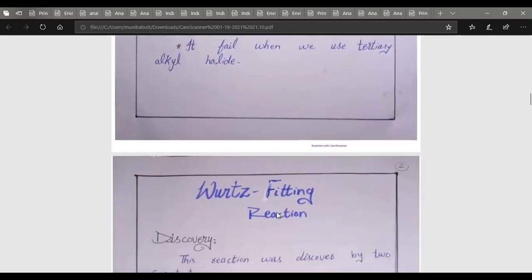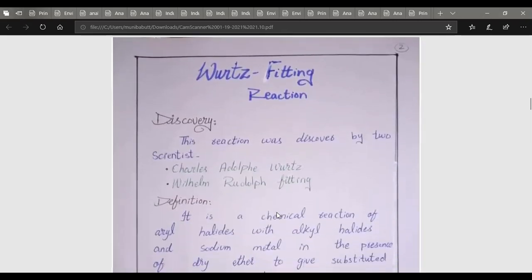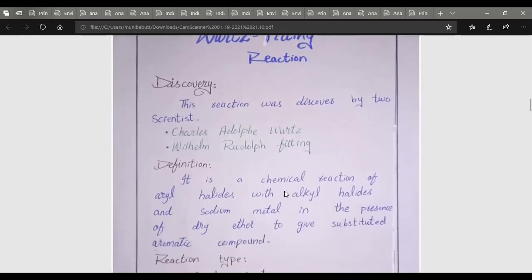Okay, now we move towards the Wurtz-Fittig reaction. The Wurtz-Fittig reaction is also a type of Wurtz reaction, and it was discovered by two scientists, Charles Adolphe Wurtz and Wilhelm Rudolph Fittig. Now I move to its definition.